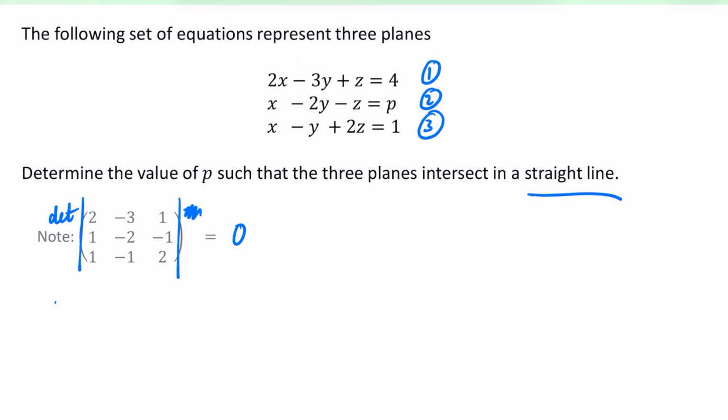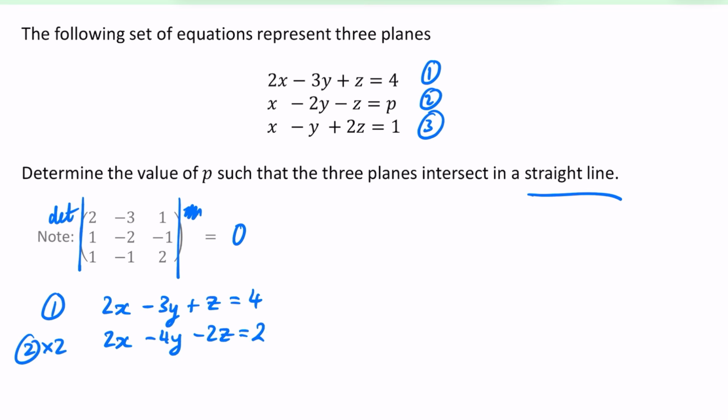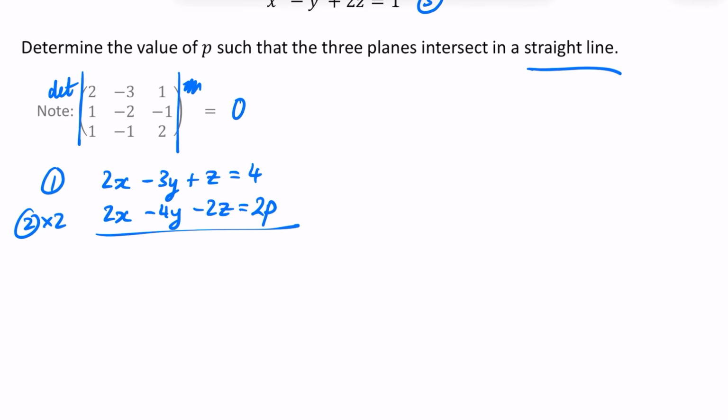So I'm going to start with number 1, which is 2x minus 3y plus z equals 4, and I'm going to do number 2. I'm going to double it because I'm going to choose to eliminate x. So it's 2x minus 4y minus 2z equals 2p. And eliminate is just like in GCSE simultaneous equations. I'm going to subtract them, so I'll do 1, take away the bottom one. So 2x minus 2x goes, minus 3y minus minus 4y, that's minus 3y plus 4y, and z minus minus 2z is 3z, and 4 minus 2p is on the right-hand side.